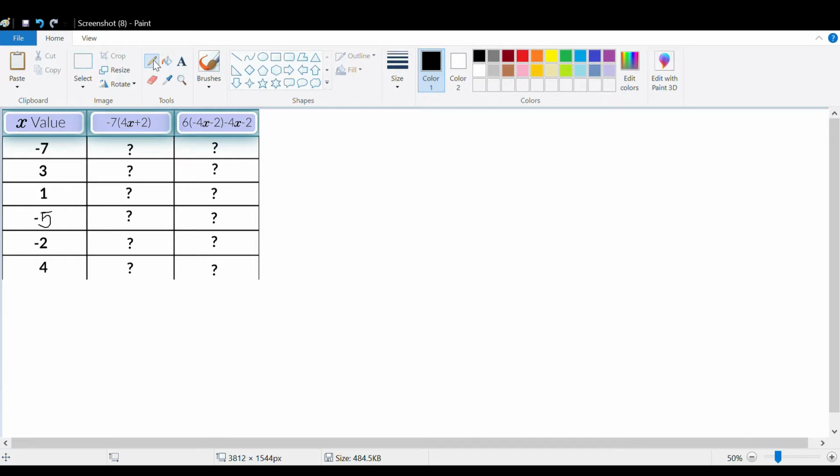Let's get straight to it. And as usual, let's get our marker here. And let's first start reading the directions.